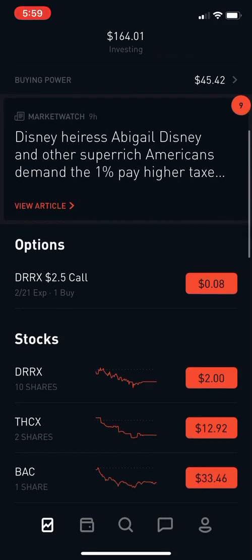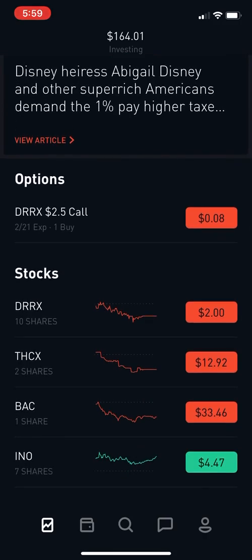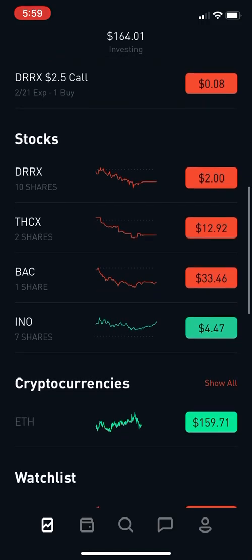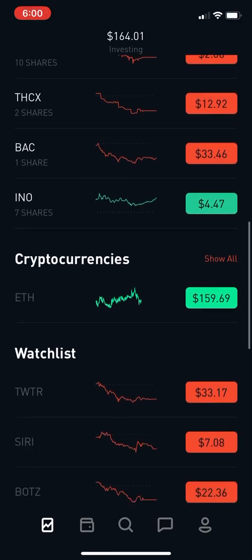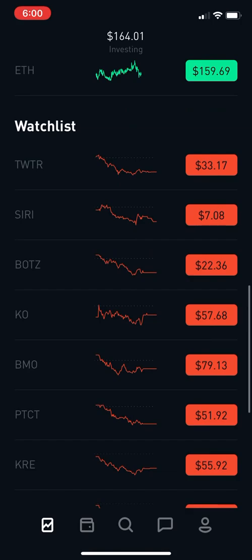And then if you go down, you can look at all of your personal stocks. Now I'll go over how you can buy and sell a stock really soon. And below that, it'll show your cryptocurrencies that you either have or you have on a watch list. And then it'll show your watch list of normal stocks. So let's look here.